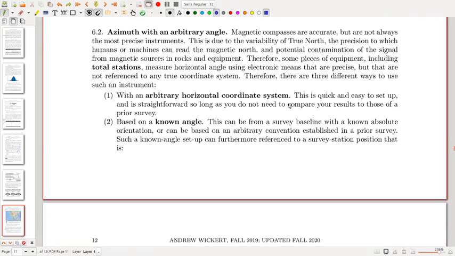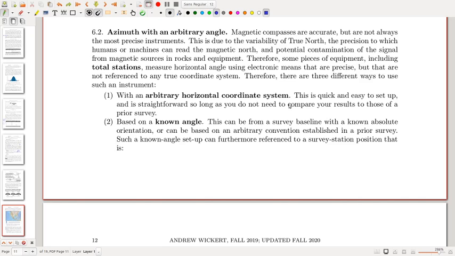One thing, though, is that magnetic compasses are accurate, but they're not always the most precise instruments. And that's due to some of the variability in the relationship between magnetic and true north and polar wander. It's also, more importantly, due to the precision with which we can read magnetic north, and especially the fact that the signal can be contaminated from magnetic sources. It can be contaminated by sources in our own equipment, in the environment around us, or from human-built things in the environment, like big power lines and steel pipes and the works.